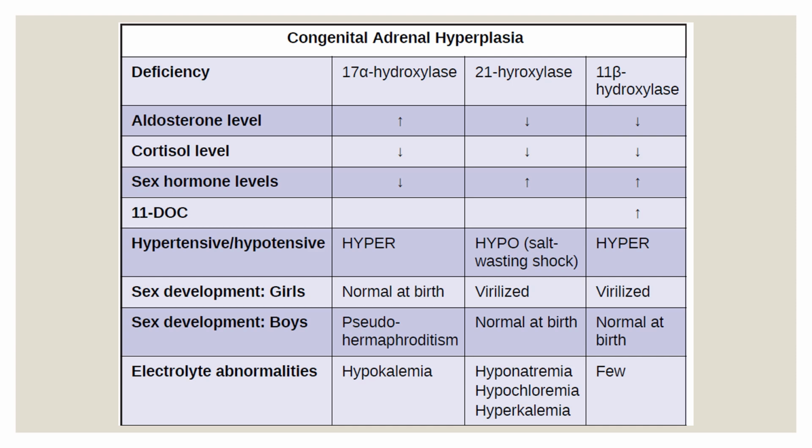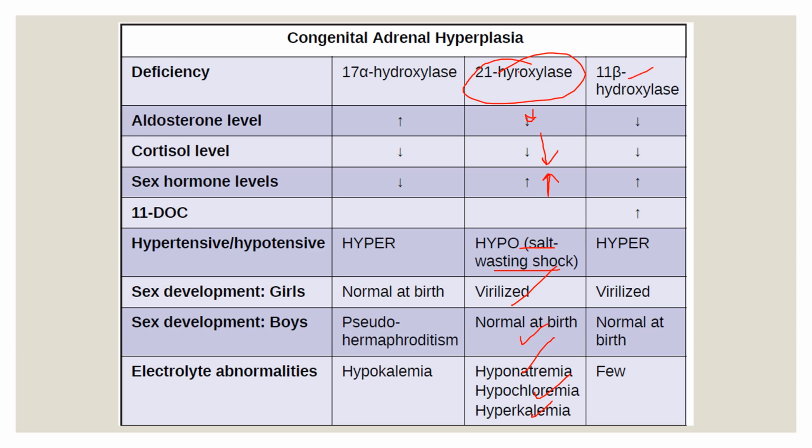So 21-hydroxylase deficiency is the most common form. Aldosterone is low, cortisol is low, but sex hormones are high. Since aldosterone is low, there is salt wasting and hypotension. The girls will be virilized, but boys will be normal because sex hormones are increased. Electrolyte abnormalities: there will be hyponatremia, hyperkalemia, and hypochloremia.